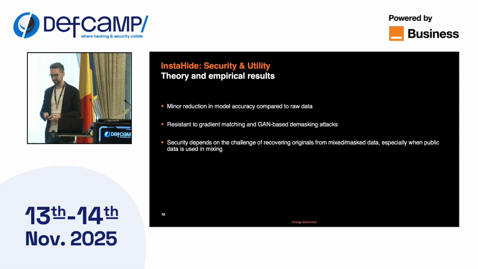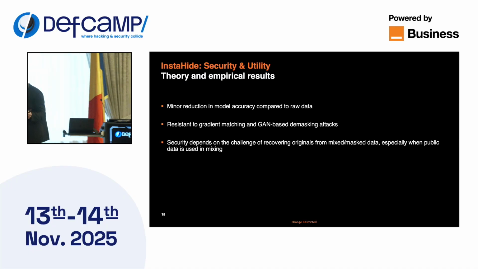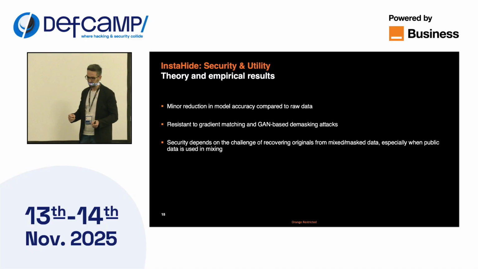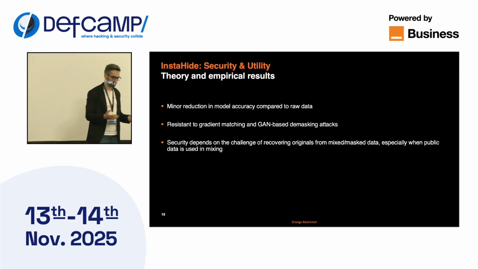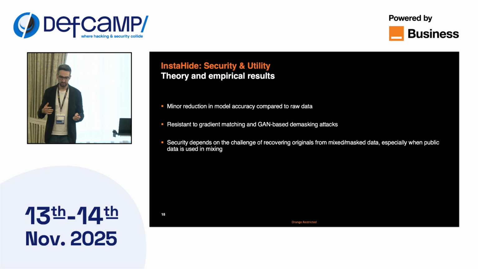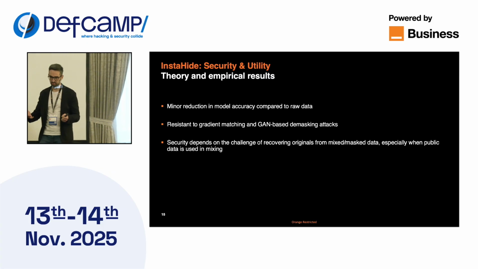Mixing is about performing weighted sums. And in cryptography, we have a hard problem. We have a problem for which researchers were not able to find a polynomial time algorithm, and that problem is called the subset sum problem.